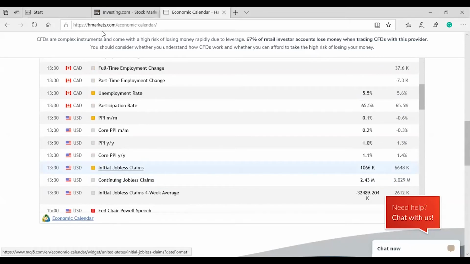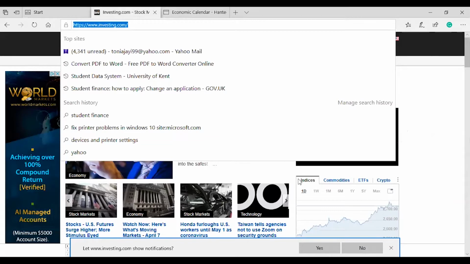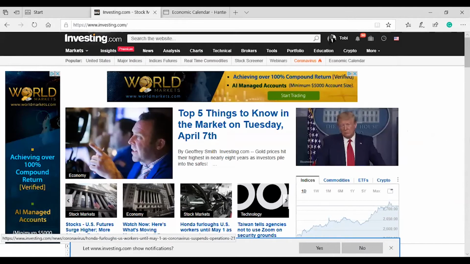And this economic calendar is taken directly from MetaQuotes. If you're familiar with MT4, they're the providers of the platform. Another place that I go to, investing.com. I'll put this link. Again, we're in the business of sharing information here at Hantec. I'll put this link here for those that are interested.